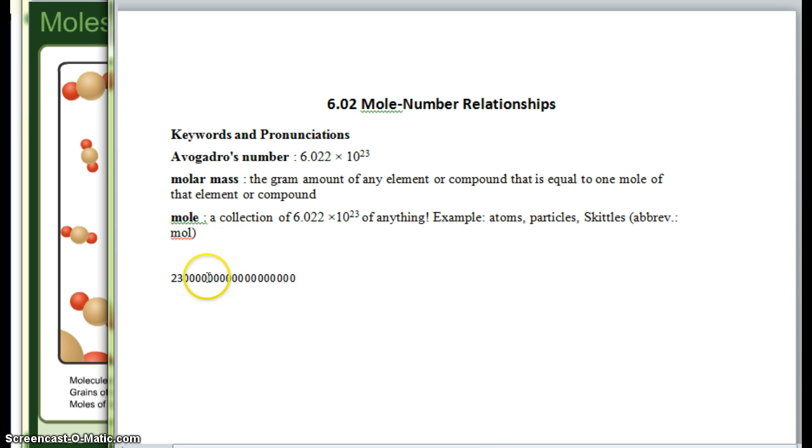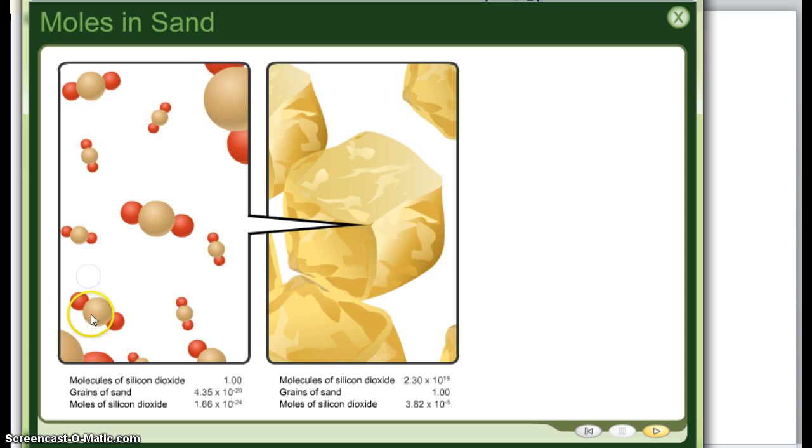Okay, that's how many we're talking. So it's pretty crazy. We got hundreds, thousands, millions, billions, quadzillions. 23 quadzillion molecules. So 23 quadzillion of these things to get 1 grain of sand.